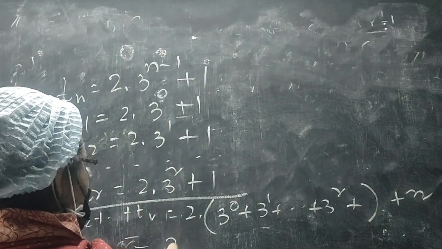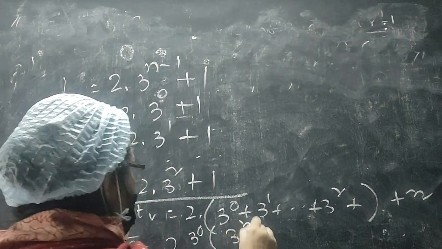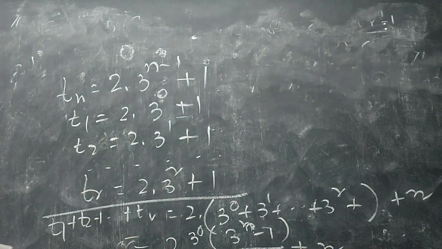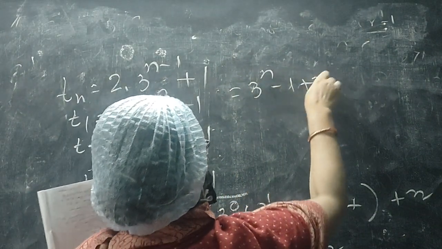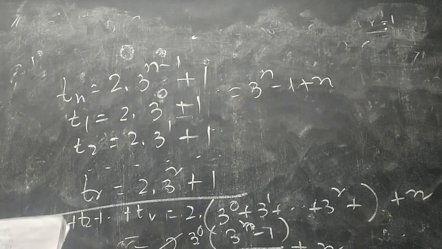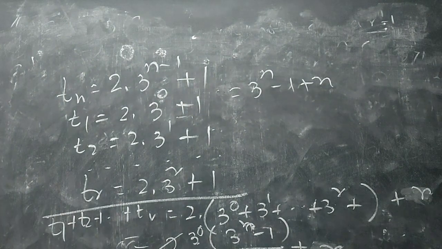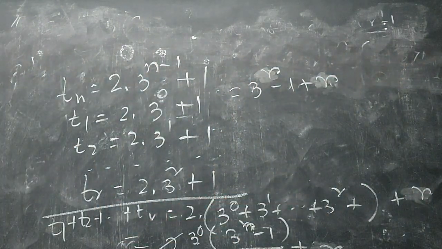This is a GP series. First term is this, the common ratio is 3. So 3 to the power r minus 1 by 3 minus 1, plus r. This is 2, 2 cancels out, this is 1. So the answer is 3 to the power r minus 1 plus r. Sorry, this is r. Here up to the rth term, so 3 to the power r minus 1 plus r. I am ending here.